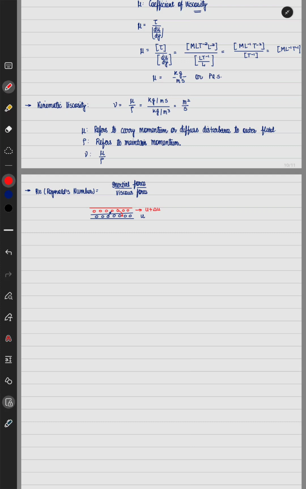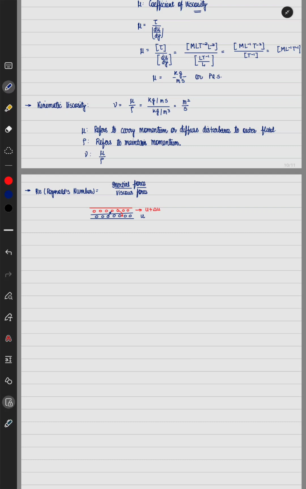delta u, the red molecule, when it comes into the blue layer, it will try to reduce the velocity of the blue layer. This is because there will be some force exerted by a layer on the other. This is due to the viscous forces. Okay, so the inertial forces are trying inertia.